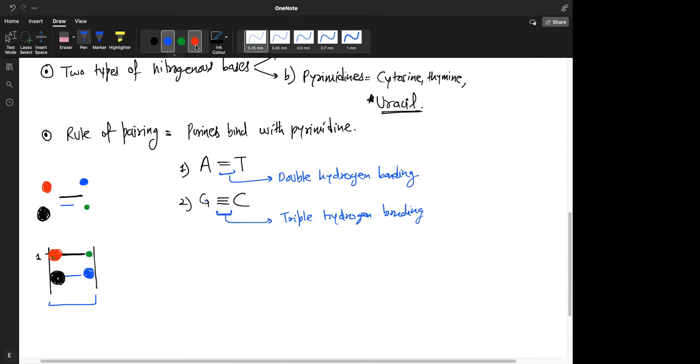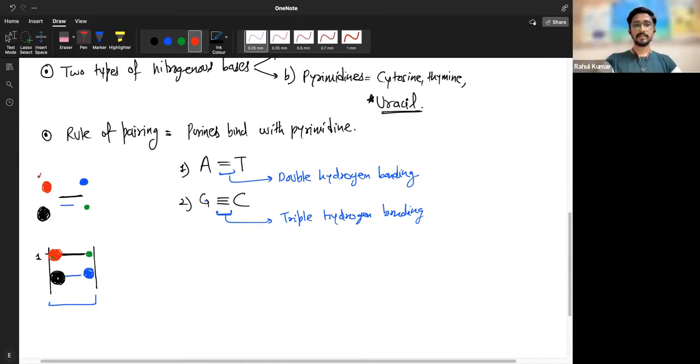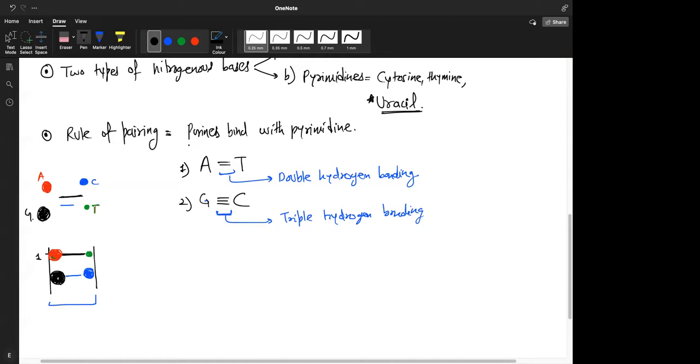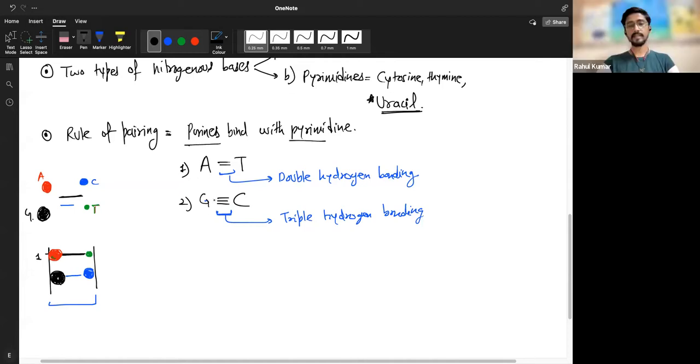So in this case, let's say this was A and this was T. Okay. And then this was C and this was G. Clear? So this is the rule of pairing. One purine with one pyrimidine, which is A with T, G with C. Now write down the next point.